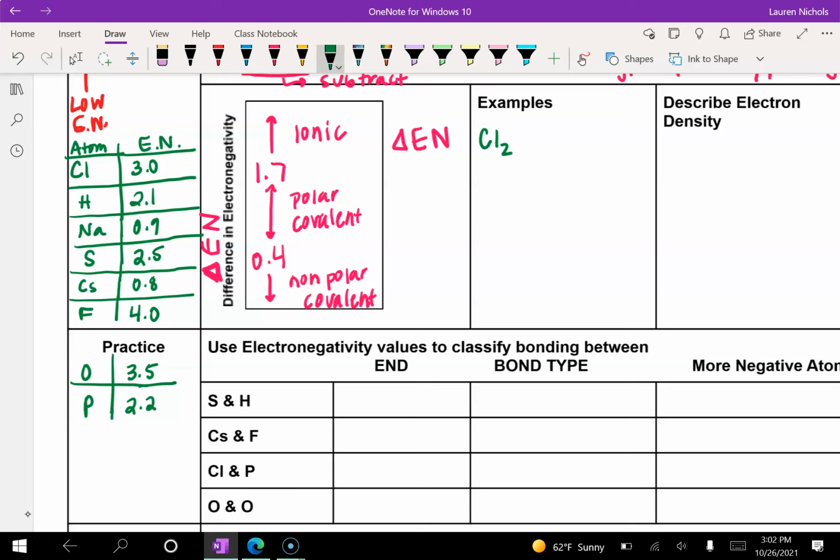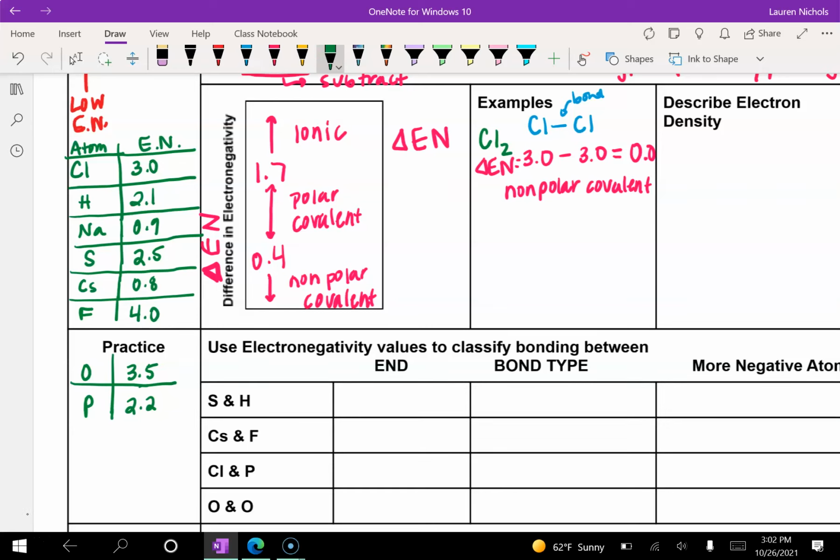So if we have Cl2, this means that we have a bond that is between two different chlorine atoms. So this is our bond here. This means that I need to subtract 3.0 for this chlorine minus 3.0 for that chlorine. That gives us 0.0. So my electronegativity difference is 0. And if it's 0, that makes it a nonpolar covalent bond.